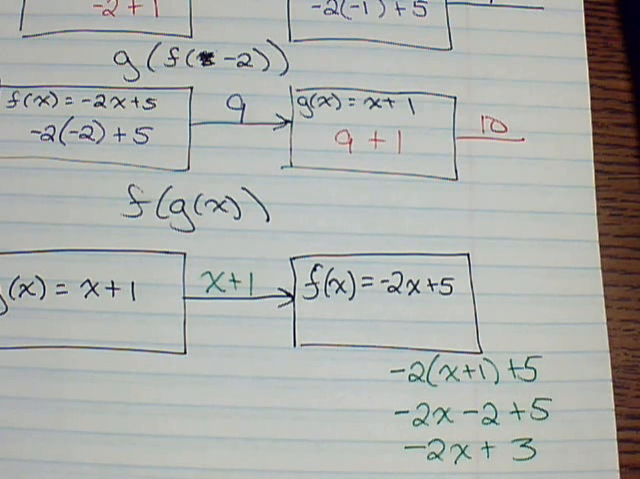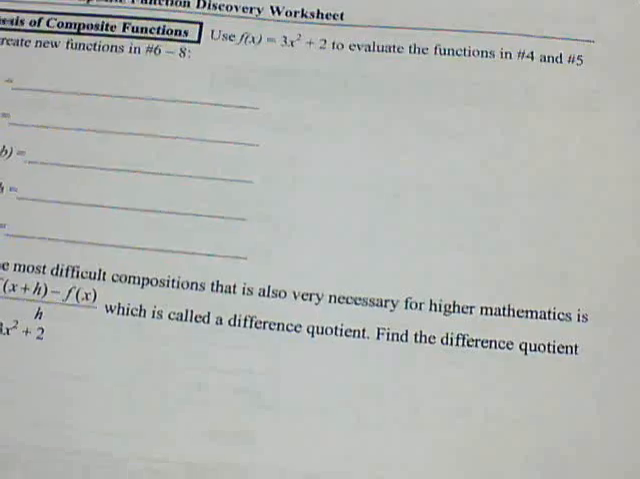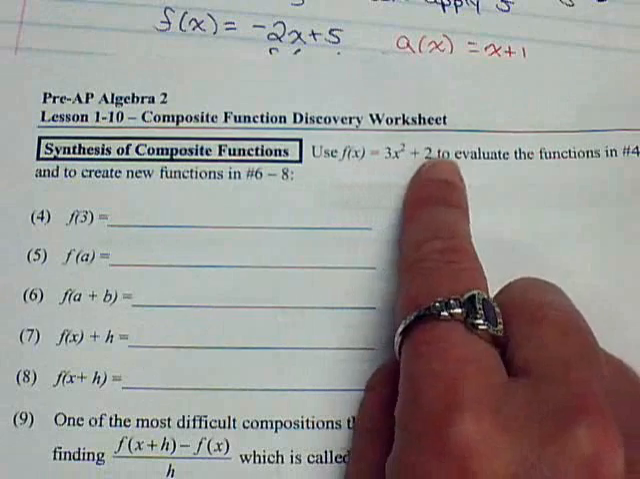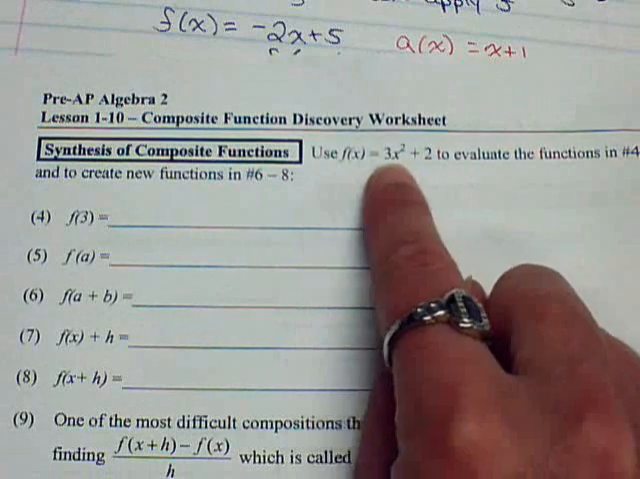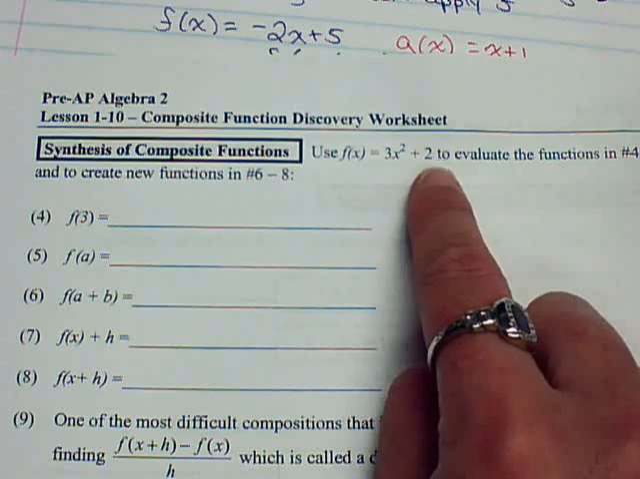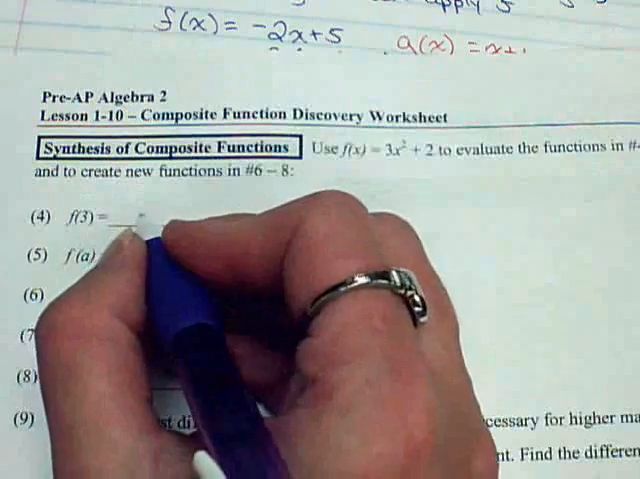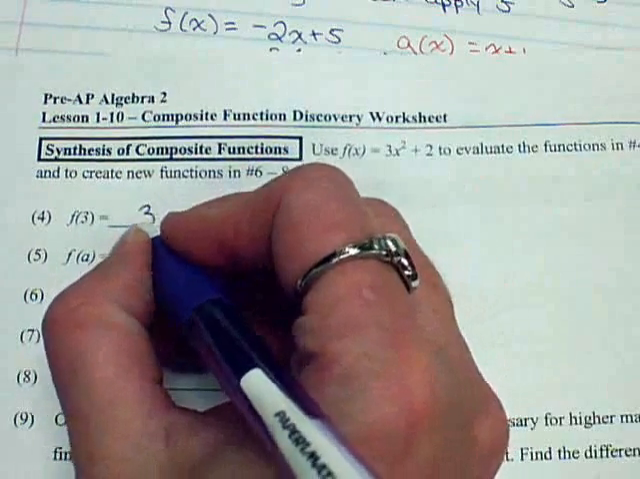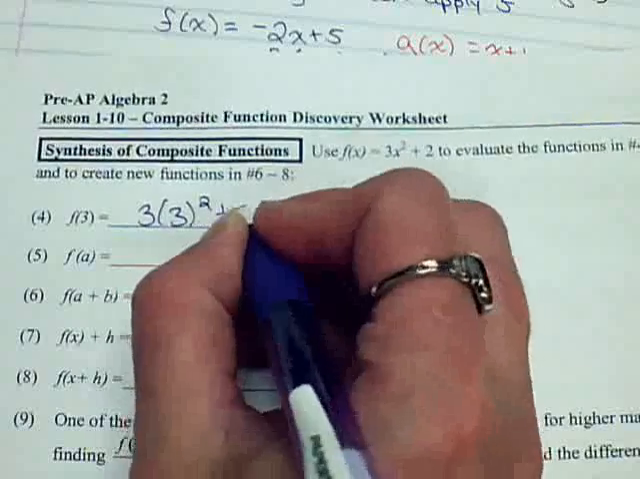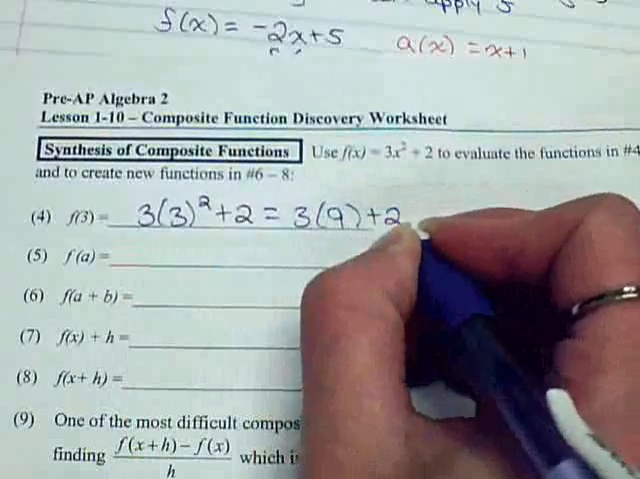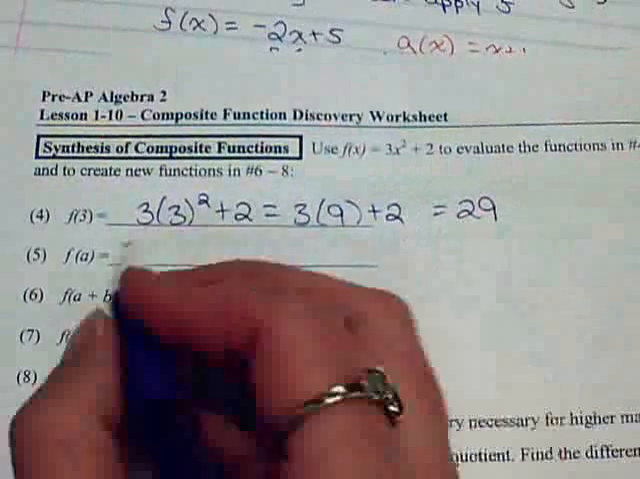Now I'm going to skip around a little bit on the discovery worksheet just to cover some really important things. So I'm going to go to the second page of it if you're following along. And we're going to do the same type of thing, but now we've got f of x equals 3x squared plus 2 as our function. So f of 3. Now this goes back to the easier ones. Remember, that just means to plug in 3 as your input. So 3 times 3 squared plus 2 gives you 3 times 9 plus 2, or 29.